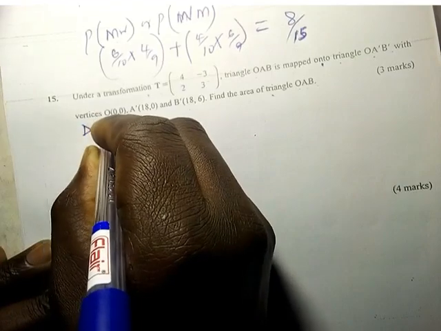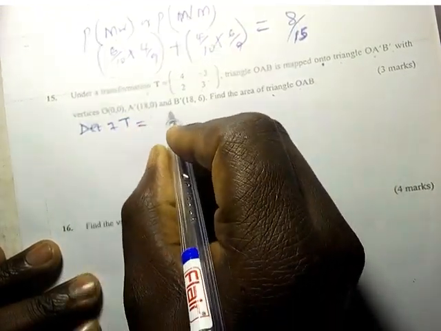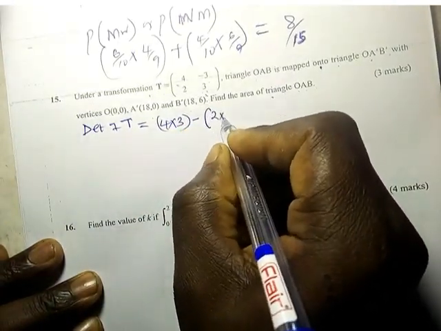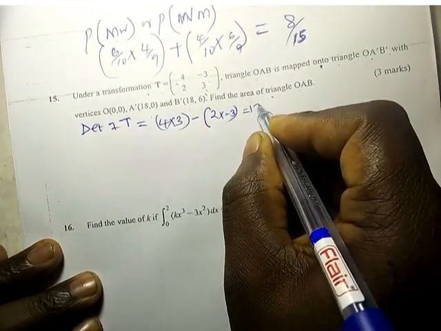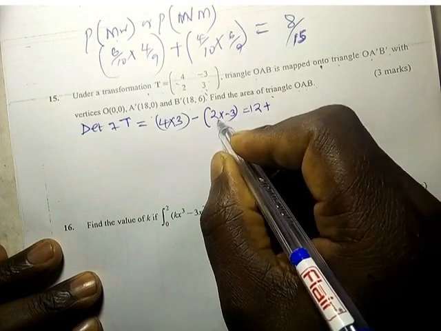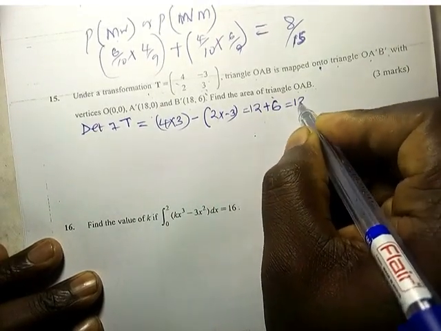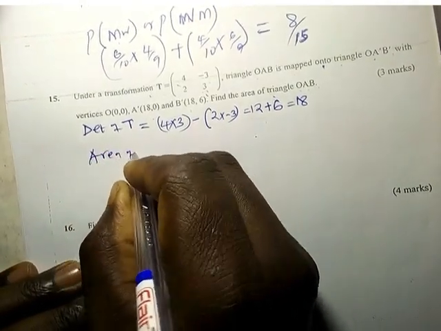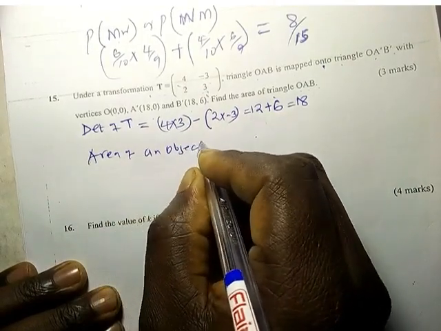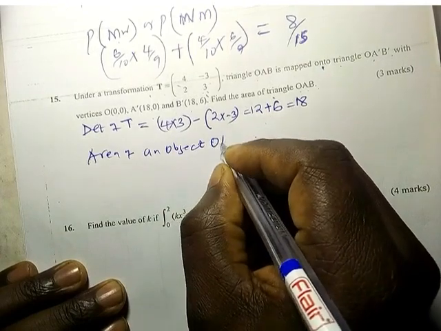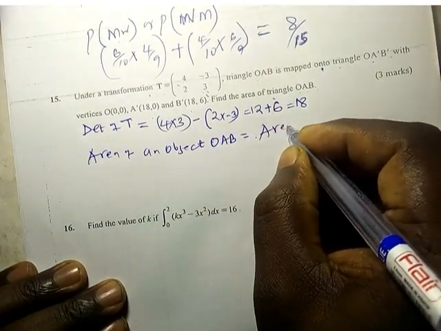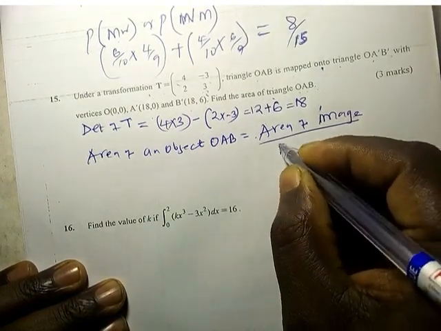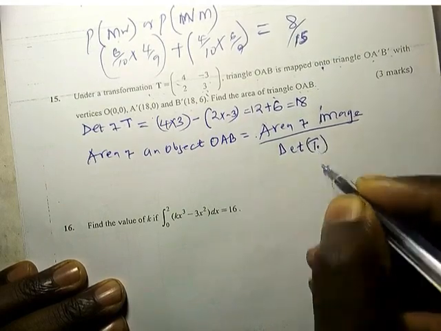So determinant of T, the transformation, will be 4 times 3 minus 2 times negative 3. So this one will give us 12 plus 6, so it is 18. The determinant here is 18. So area of an object, these are some of the formulas you must know. Area of OAB is equal to the area of the image divided by the determinant of the transformation matrix.